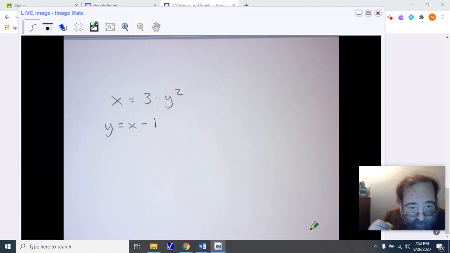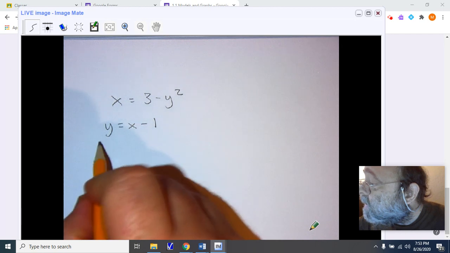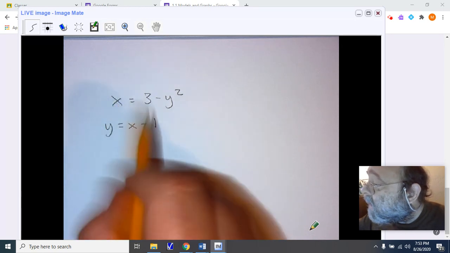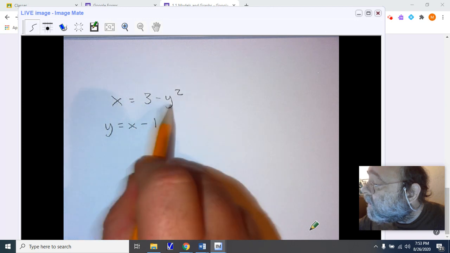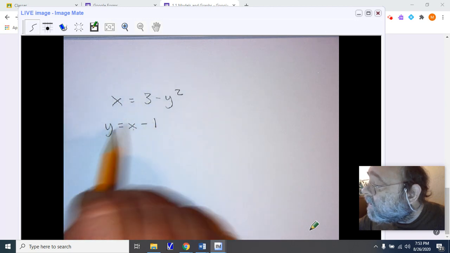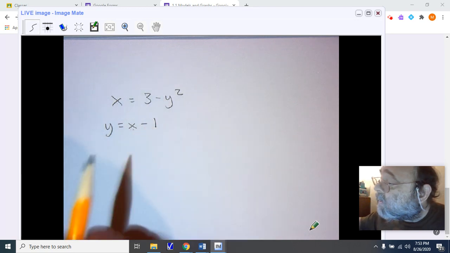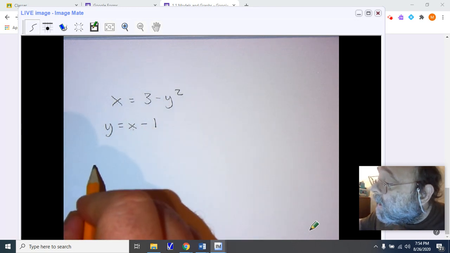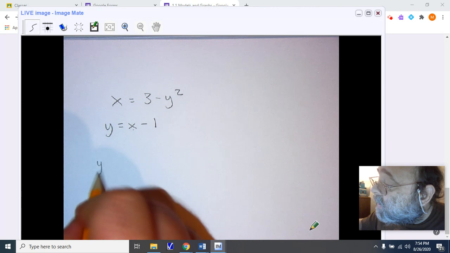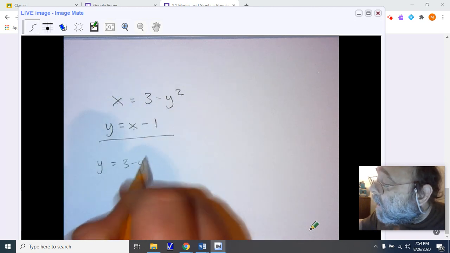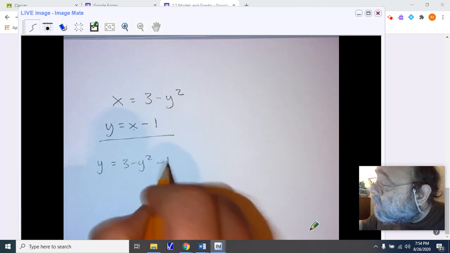And here we go. So first of all, let me begin by pointing out that we can still do a substitution method. Since I have x equals, I can plug 3 minus y squared right here, or because I have y equals, I can put x minus 1 in for the y squared. Now, obviously, it's a little bit easier to replace just the x, so I'm going to go ahead and do that, and we're going to find our solution in both methods.